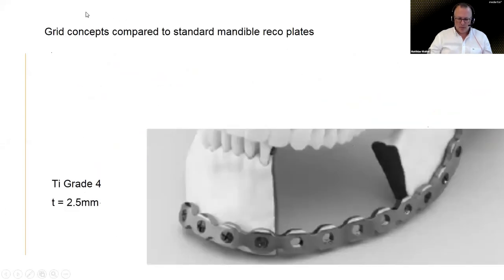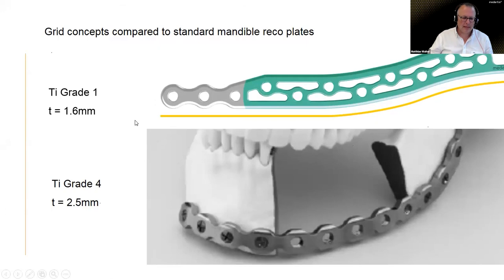And the same obviously also goes for those grid constructs or grid concepts. When you compare a standard old construct for bridging a large defect, we used to do this with a titanium grade 4 plate with a very high thickness, so very difficult to bend, unbelievably stable. And we tried to replace this with a very soft plate that is very thin, but had a grid structure, so therefore had a tensile side and a compressional side.